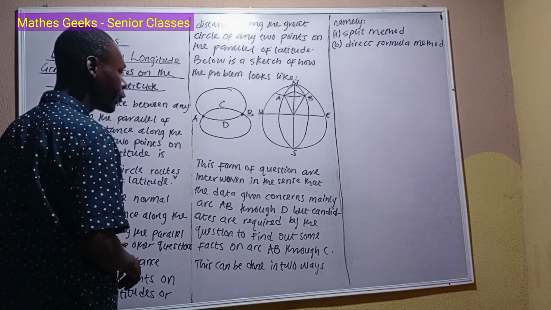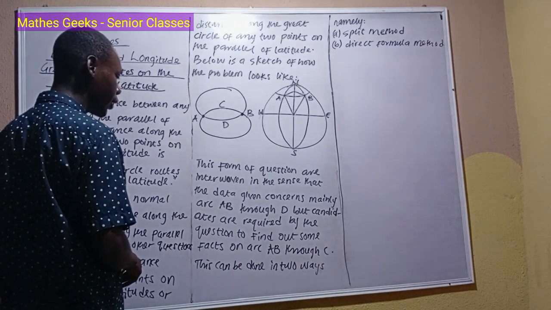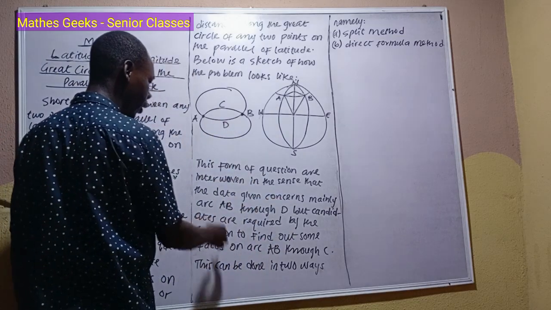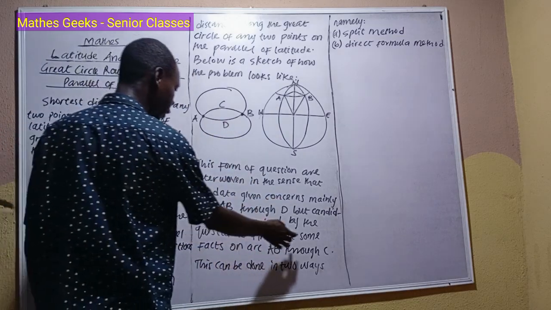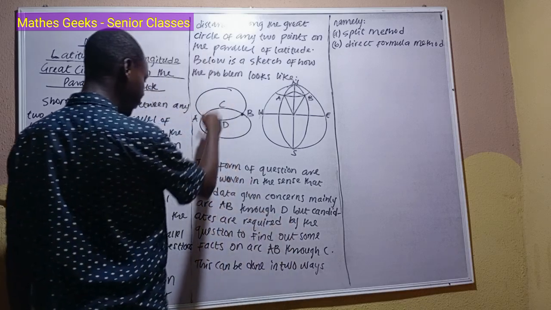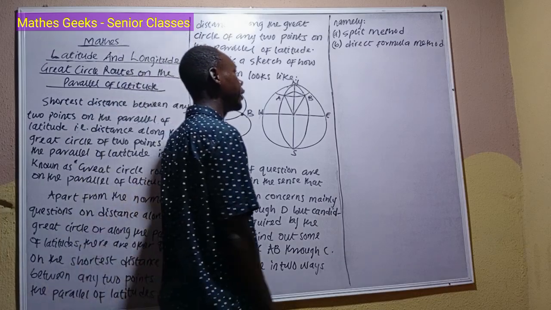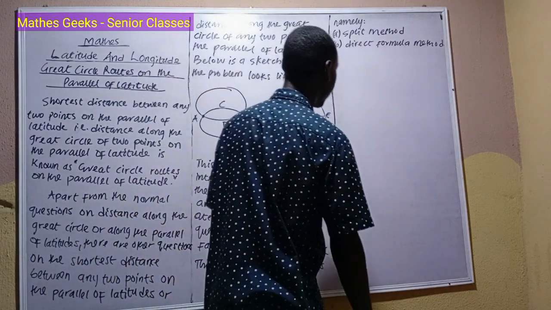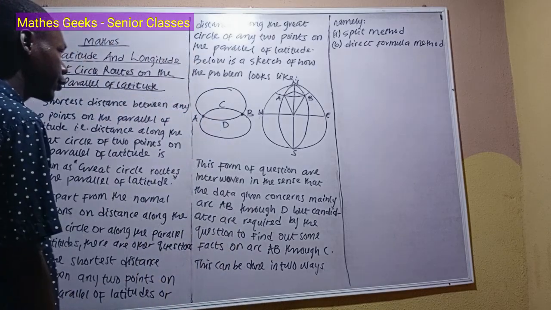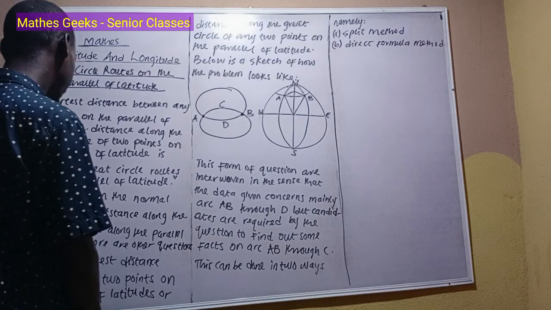are interwoven in the sense that the data given concerns mainly arc AB through D, but candidates are required by the question to find out some facts on arc AB through C. This can be done in 2 ways, namely A, split method and B, direct formula method. So we can use 2 formulas to find the great circle that is on the parallel of latitude.